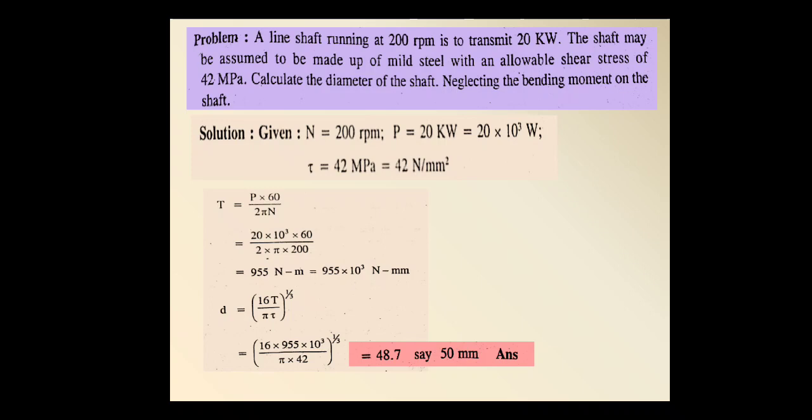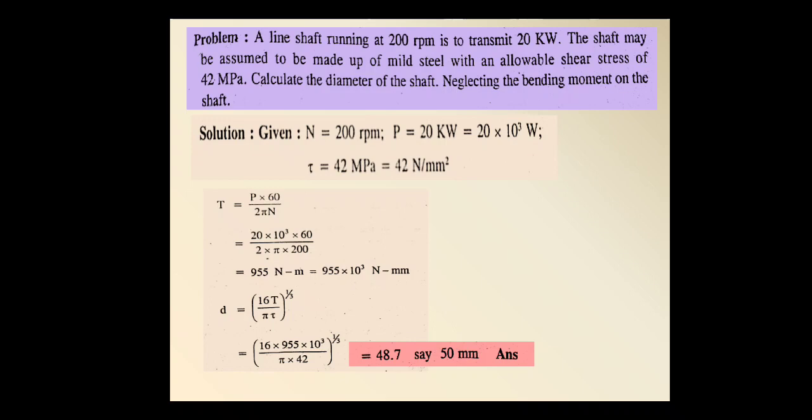Okay, so that's why tau is equal to 42 megapascal. In terms of Newton per mm square, you have to convert it to 42 Newton per mm square. So these are the given data. With the help of this, we need to calculate the diameter of the shaft. We know the n, P as well as tau. With the help of this data, we need to calculate the diameter of the shaft.